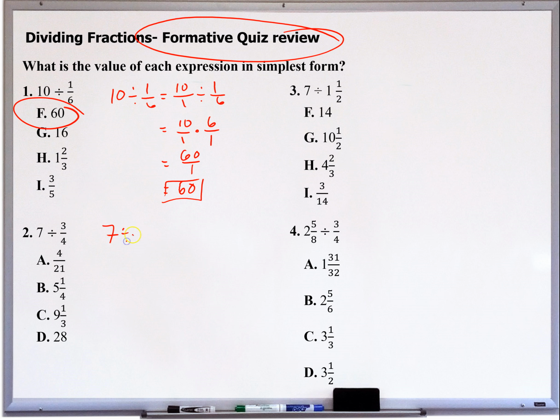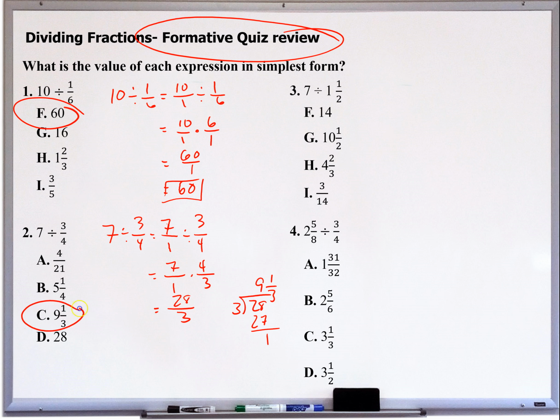7 divided by 3/4 equals 7 over 1 divided by 3/4. Now I'm going to multiply by the multiplicative inverse. That's 4/3. Nothing to simplify here. 28/3. I'm going to divide 28 by 3, top in, bottom out. I believe that's 9, 27, and 1/3 left over.